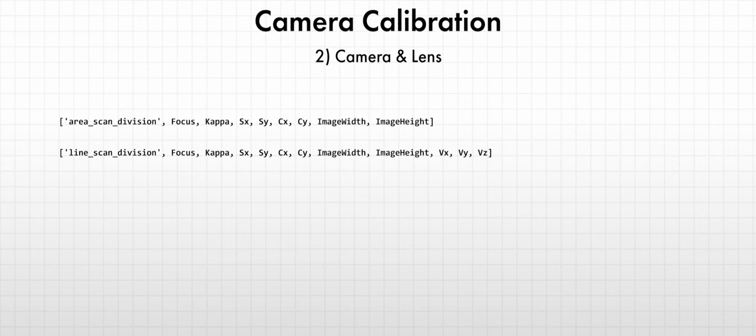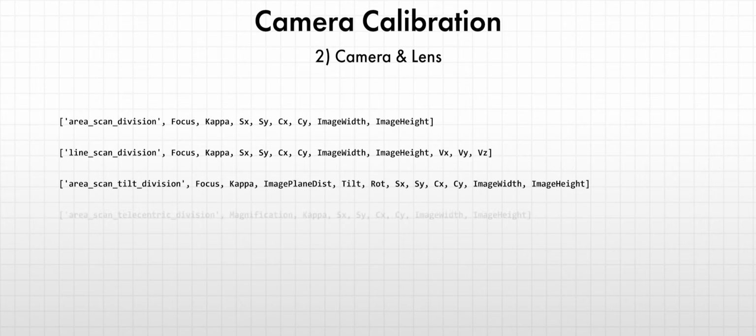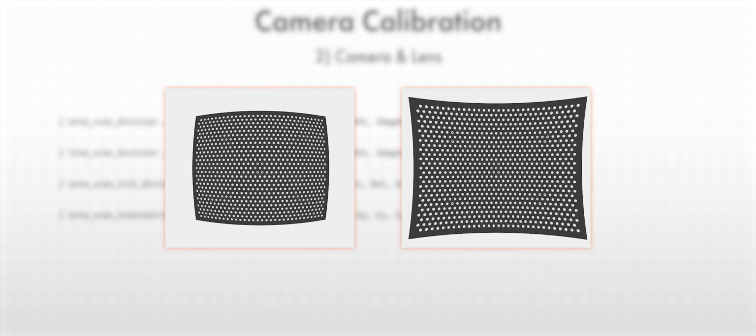First of all, the camera and lens. HALCON includes many different camera models to be able to calibrate different hardware setups. This includes, for example, line scan cameras or tilt and telecentric lenses. Usually, the optical system you're using will introduce distortions to your images. HALCON can handle a wide variety of lenses. However, for high-precision applications, it can be helpful to use a high-quality industrial-grade lens.